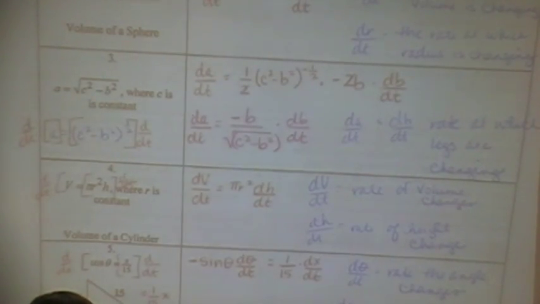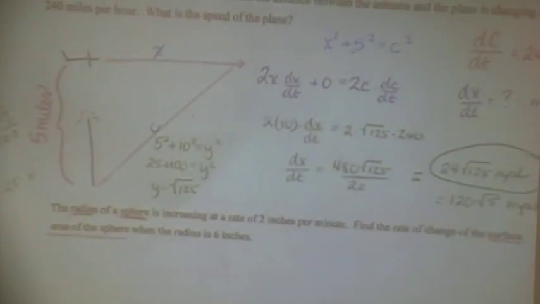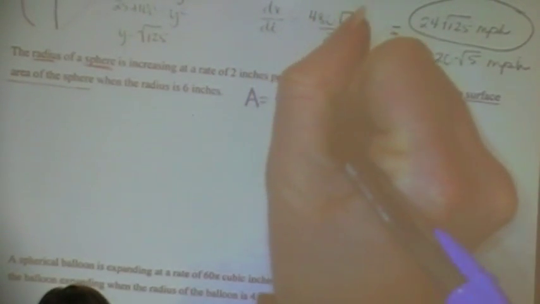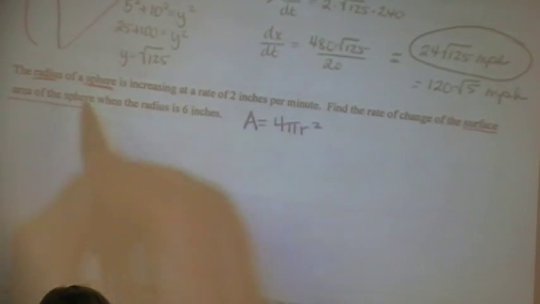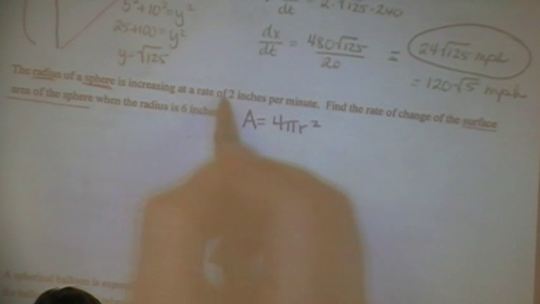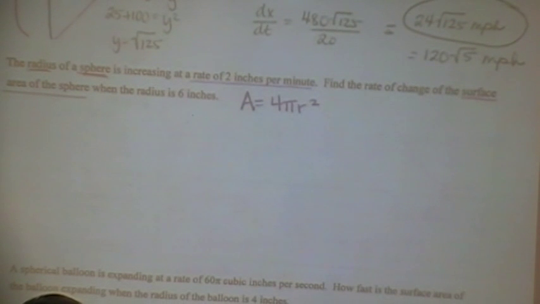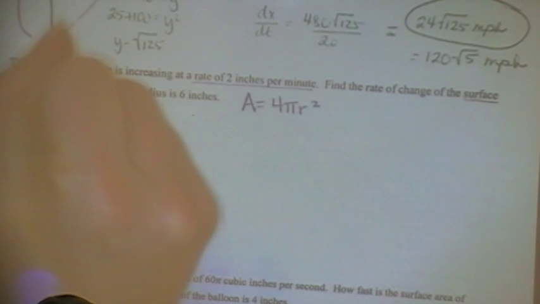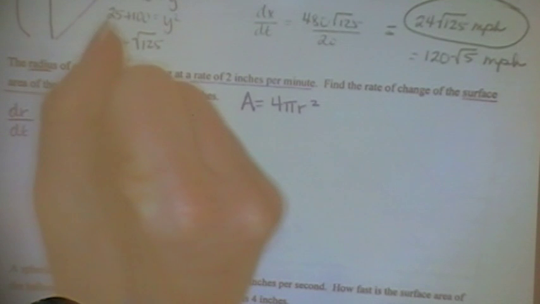We had it on the front. Surface area of the sphere is 4 pi r squared. So I'm going to write that formula down so I can flip back and forth. Okay, and I have the radius of the sphere is changing at a rate of 2 inches per minute. So that's going to be dr dt. So I have dr dt equals 2 inches per minute.